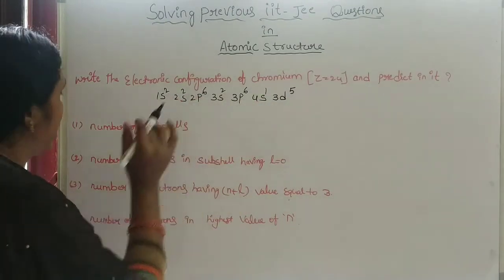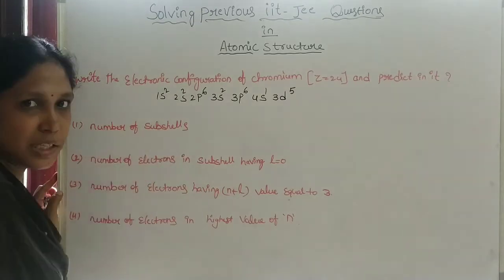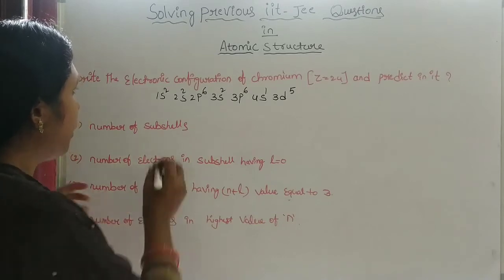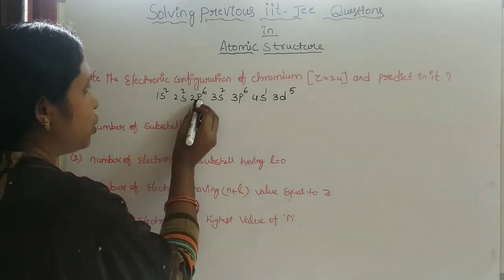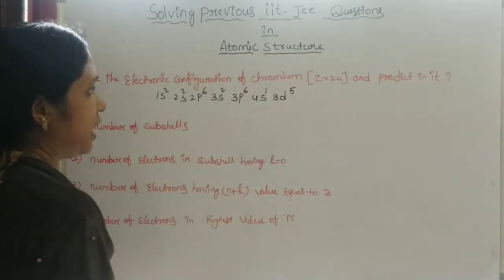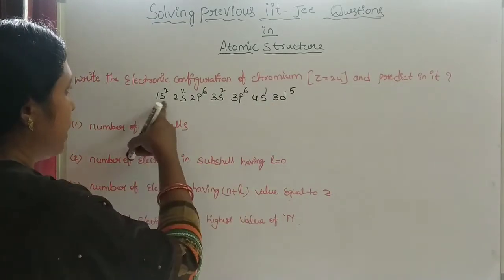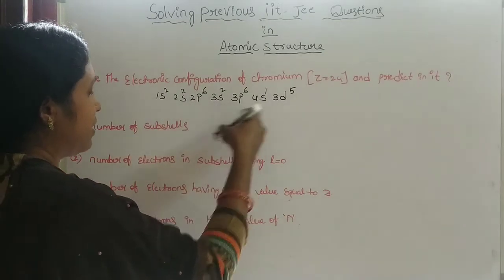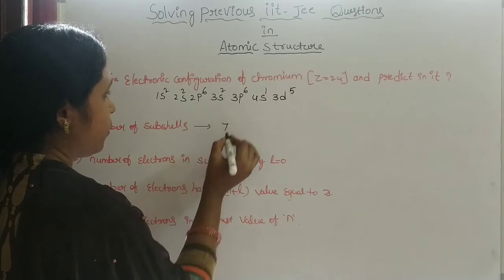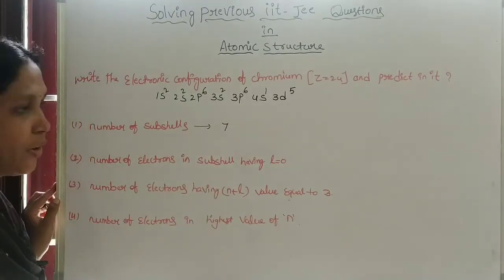Continue. See, number of subshells. Here, 1s, 2s, 2p, 3s, 3p, 4s and 3d. How many subshells are there? 1, 2, 3, 4, 5, 6, 7. So the number of subshells in this configuration is 7.